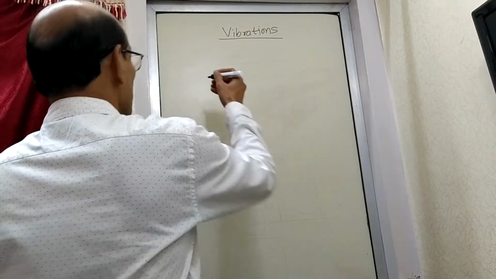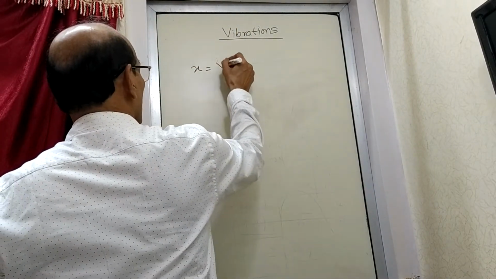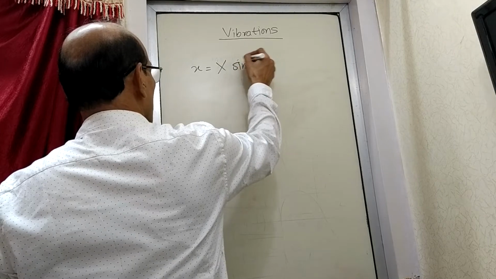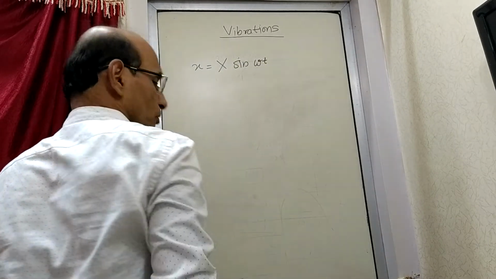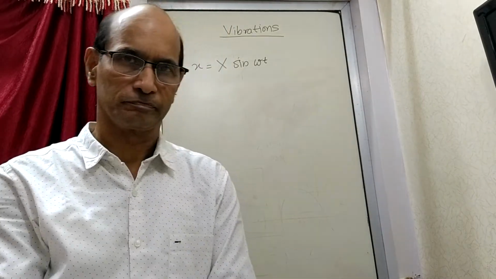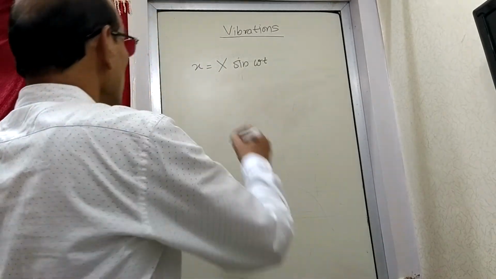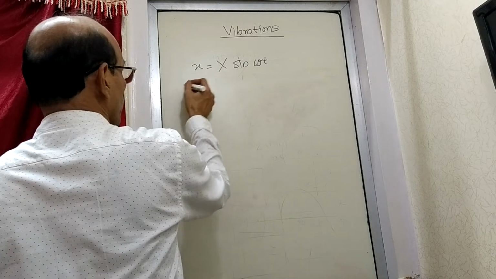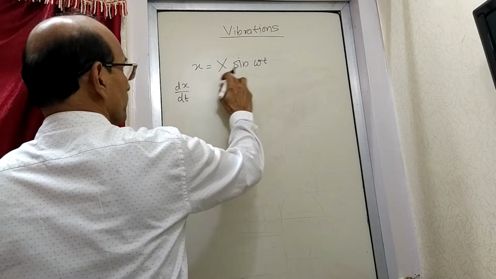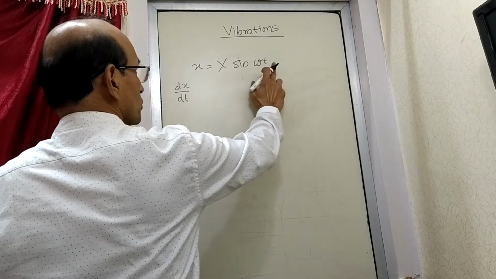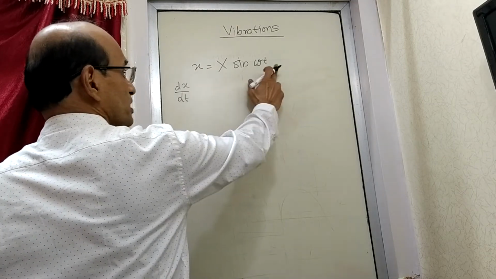Now let us write the equation again. x equal to X sine omega t. We have written this earlier. Now, if we take a derivative of this, that means dx by dt. See, this is a function of time. x is a function of time. So you can find out dx by dt.